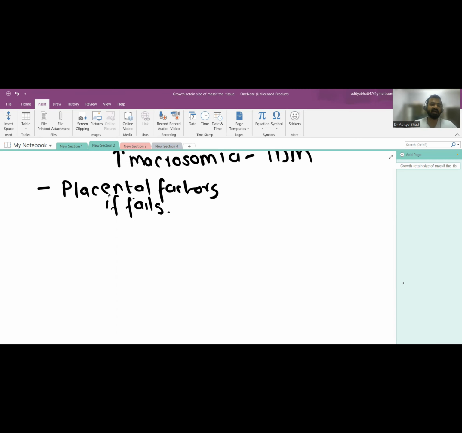And due to that, the child will become IUGR. Intrauterine growth restriction or retardation is commonly seen if the placental factors are abnormal, if the placental vessels do not grow with size, or if the placenta itself does not grow with the size, or the fetal capillaries or all the connections are not proper. So placental factors are also very important.